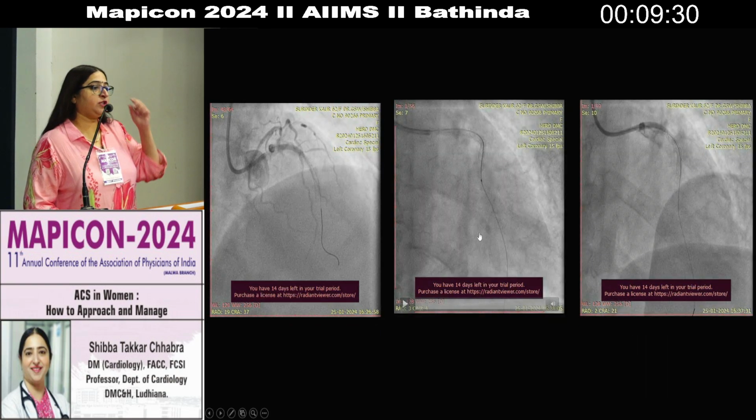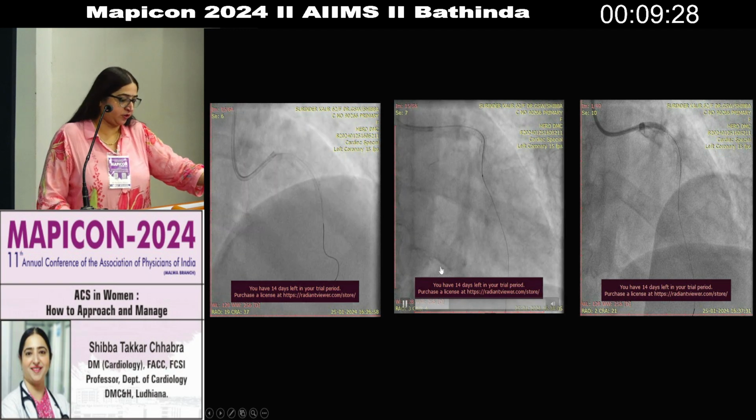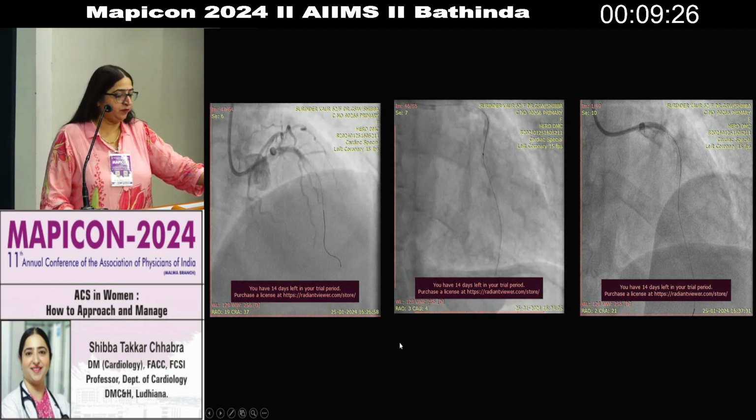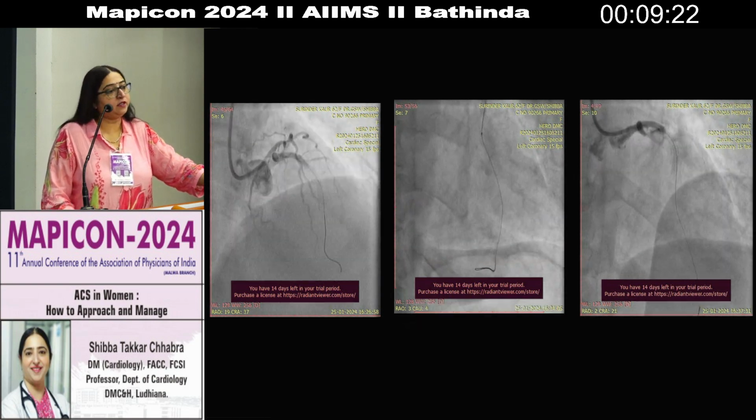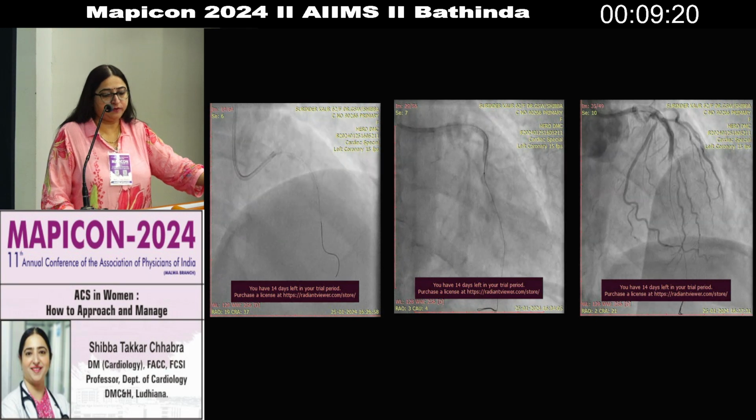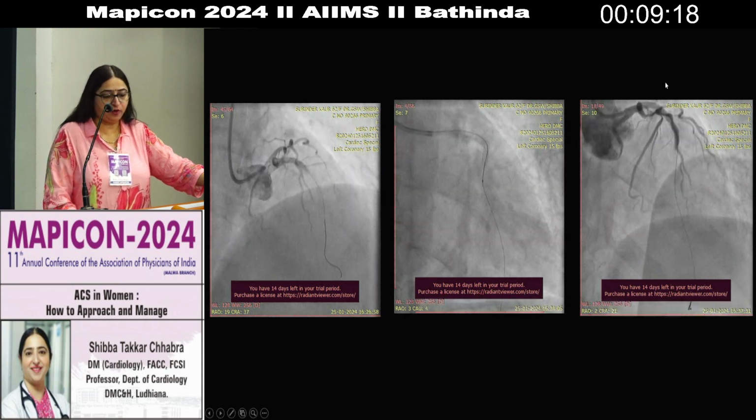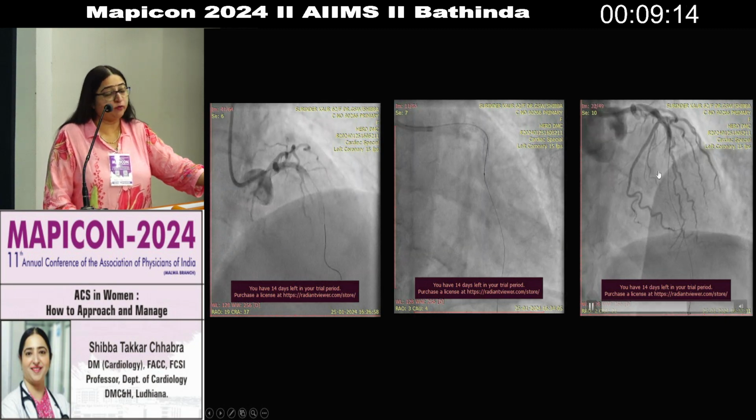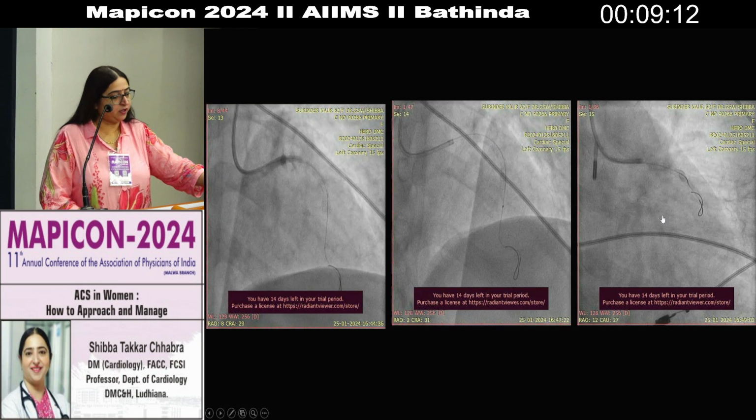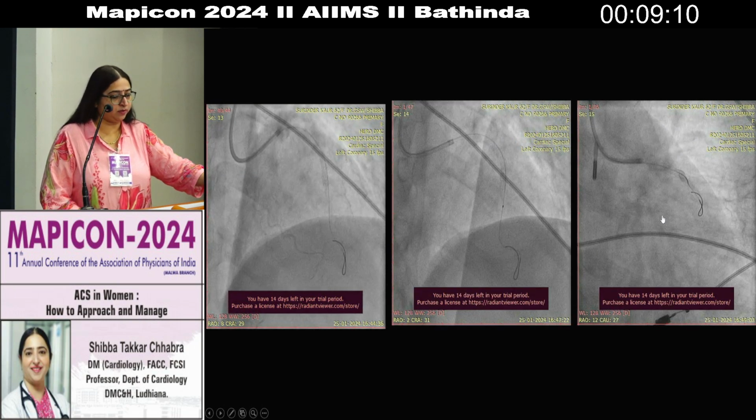This patient also collapsed in the cath lab. There was slow flow. Intracoronary suction was done. Despite intracoronary thrombus aspiration and administration of all the possible vasodilators, you can see here the flow in the LAD was still not restored. The patient was put on an intra-aortic balloon pump.